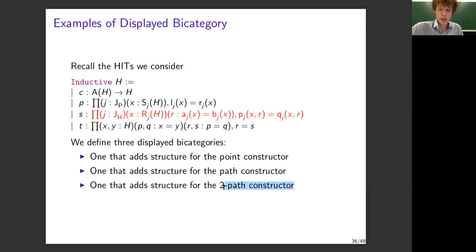For the last one, we will use the full subbicategory, because equations like this form a proposition, since we're looking at algebras in one-types. And only for this one, so for the displayed bicategory that adds the structure for the path constructor, we will introduce a new one.